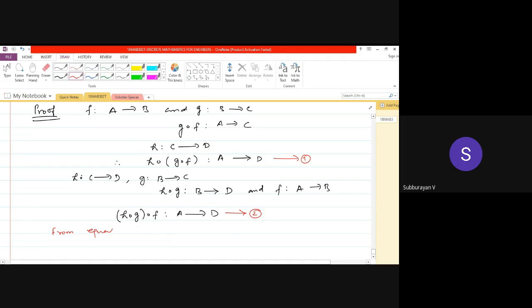From equations 1 and 2, we are running short of time, I'll finish this. From equations 1 and 2, the domain and codomain are the same. I'll finish it later.